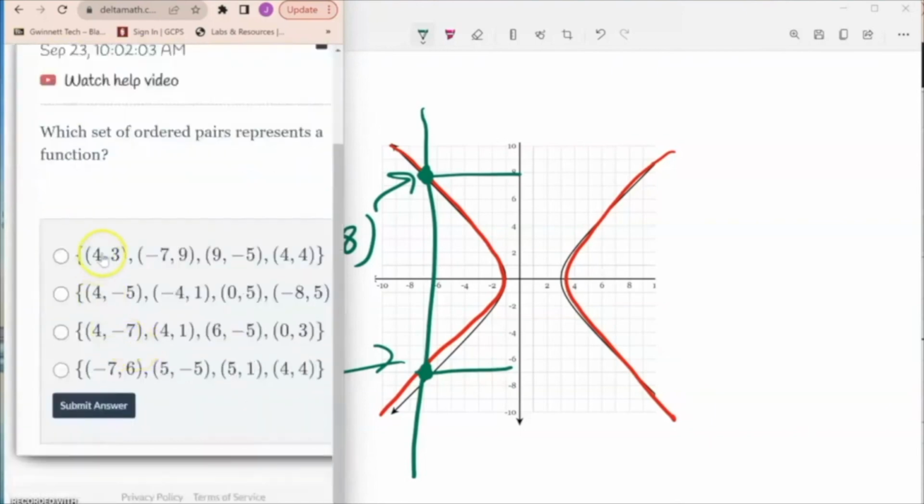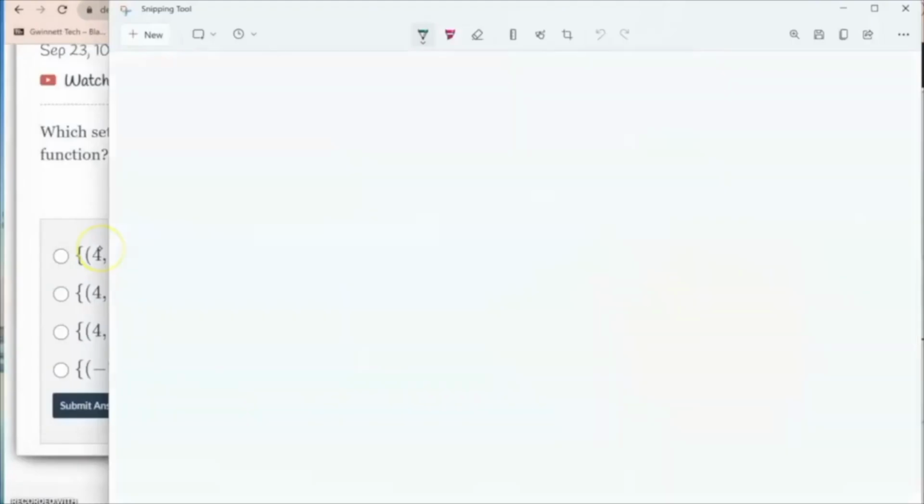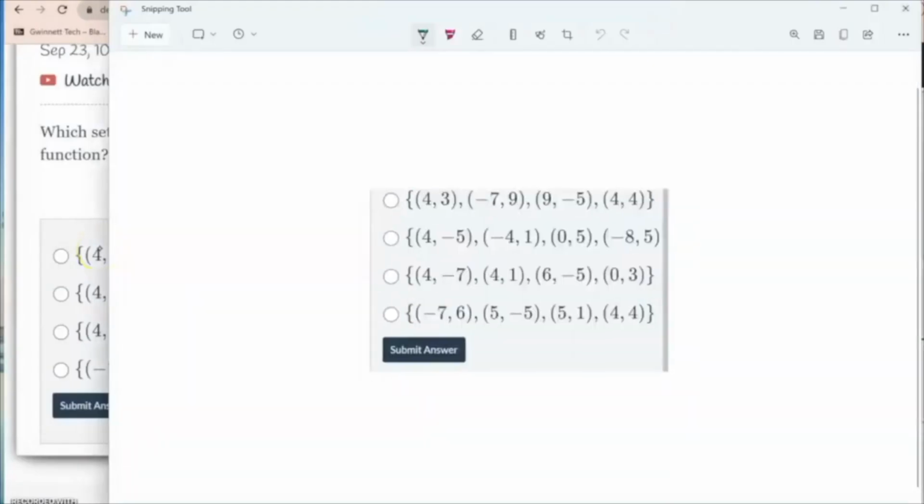So, which one represents a function? I need the x not to repeat. Let me do this again. All right. Looking at my x values. Does it repeat? Yes. So this is not a function.